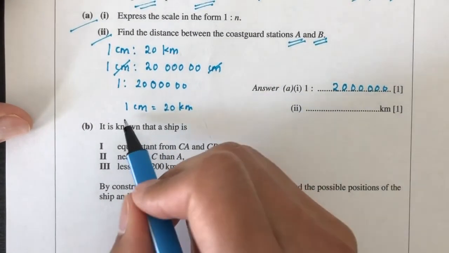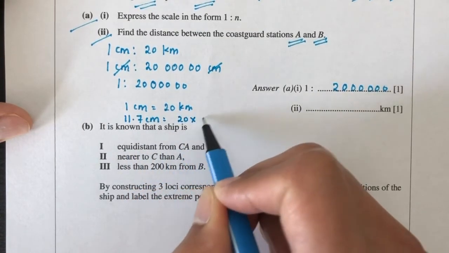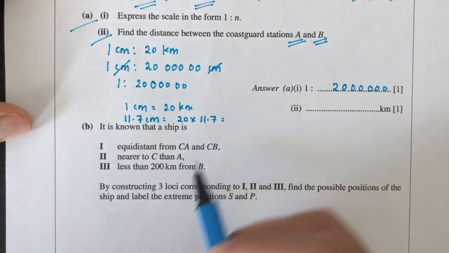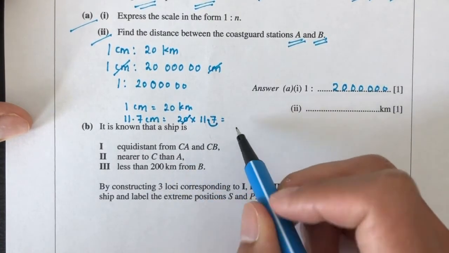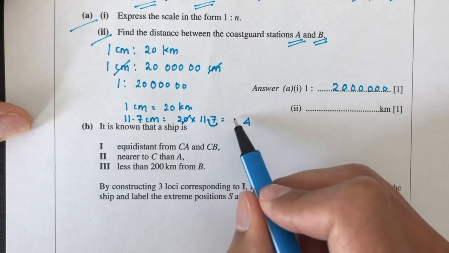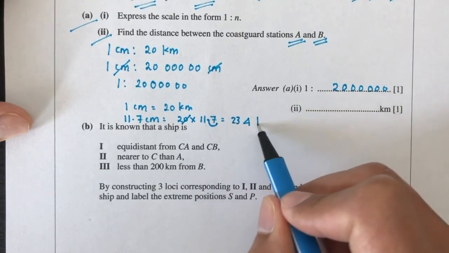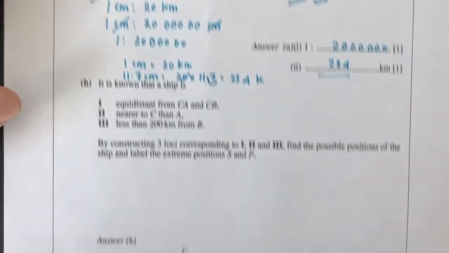11.7 centimeters will be 20 times 11.7. So the 0 goes away, that becomes this, times 2. That will be 7 times 2 is 14, 234 km for my value.